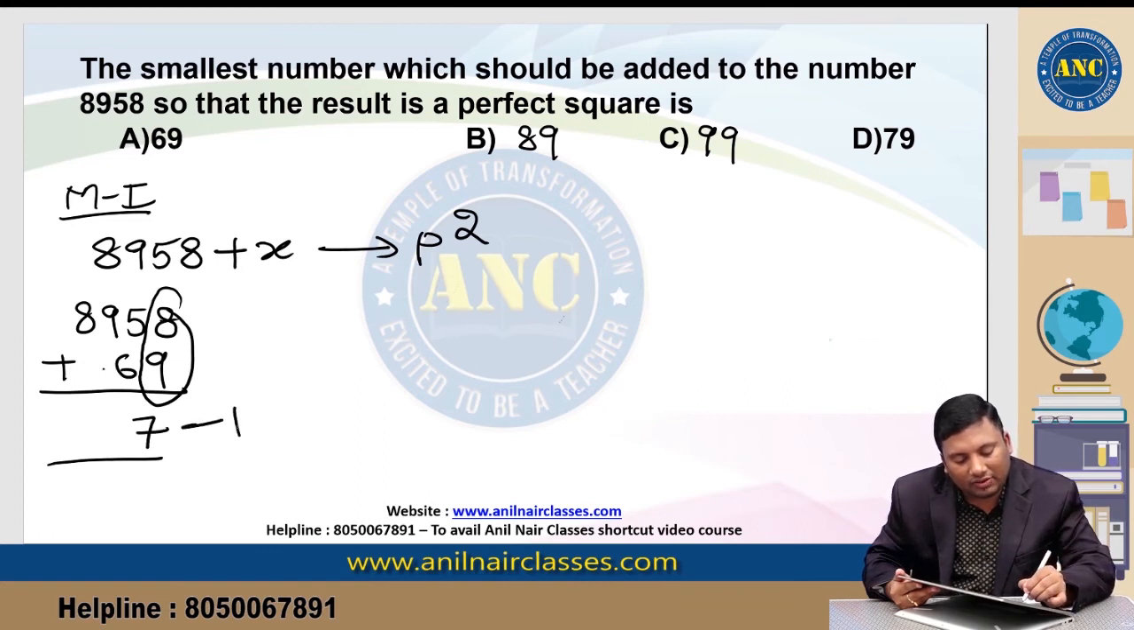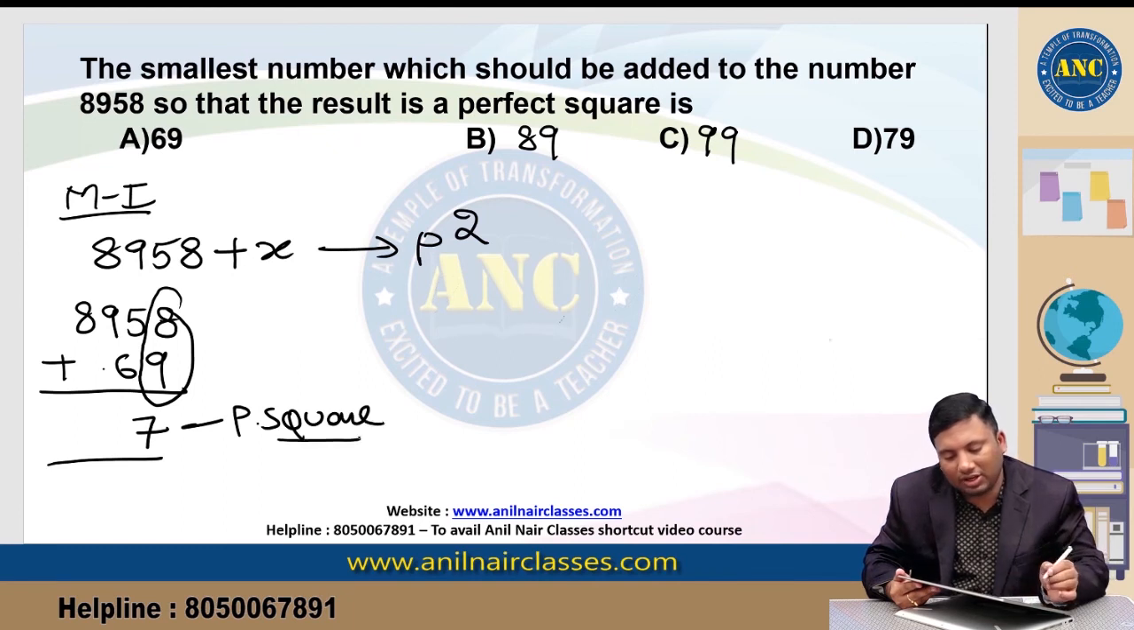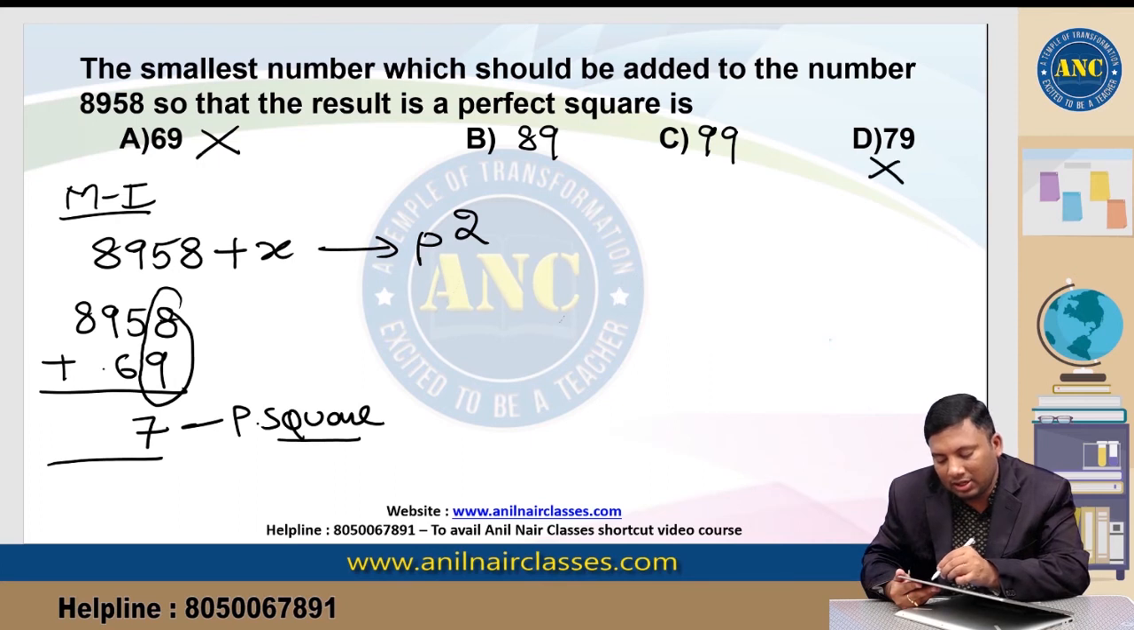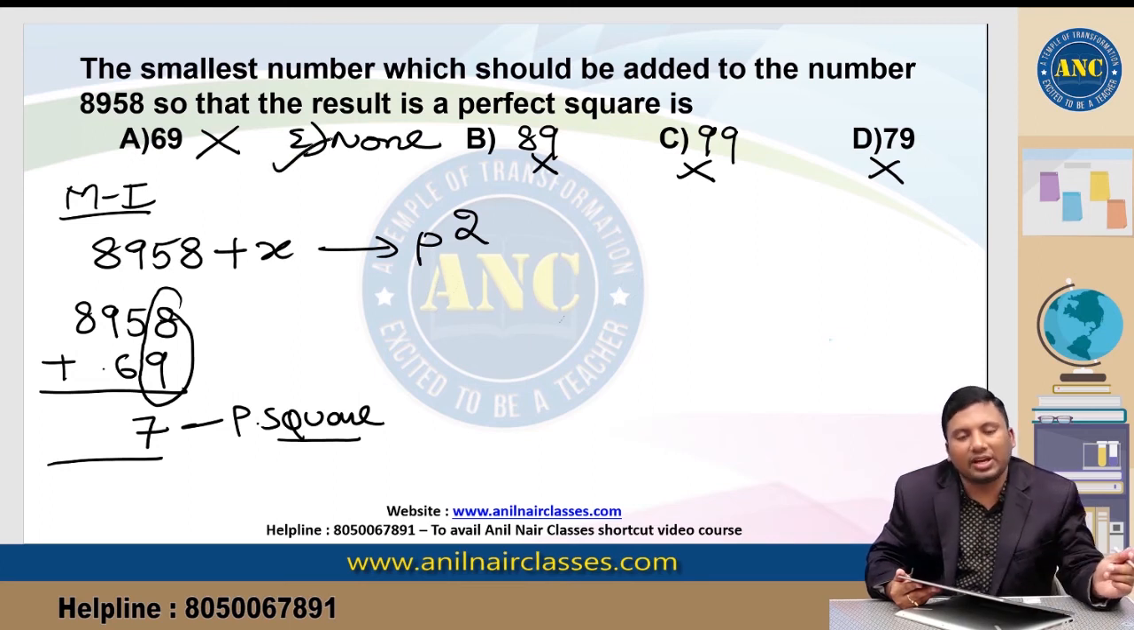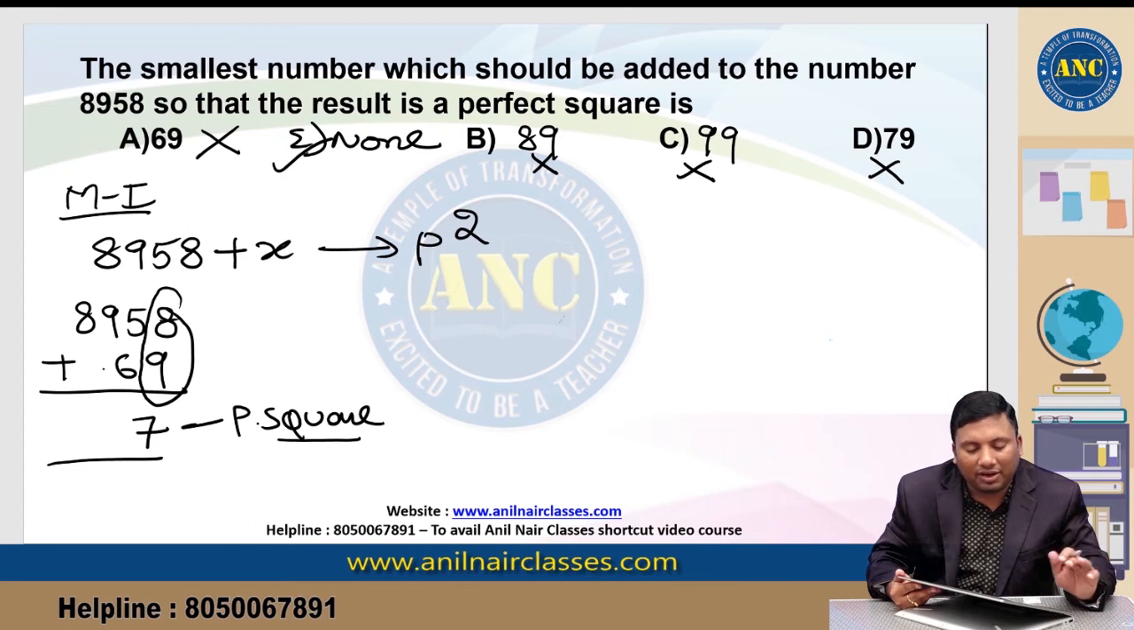A perfect square never ends with 2, 3, 7 or 8. This is not possible. If I keep the answer, none of these is the answer. Why? Because 8 plus 9 is 17, and a perfect square can never end with 2, 3, 7 or 8. Are you all with me?